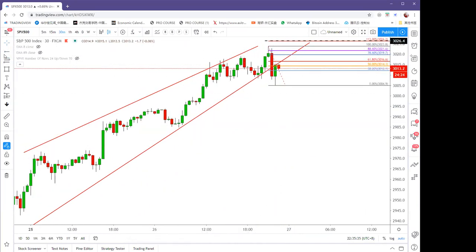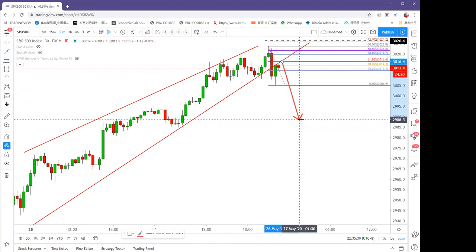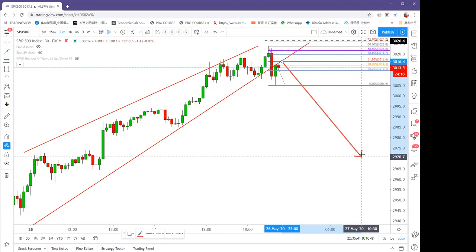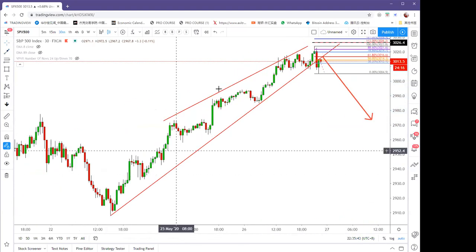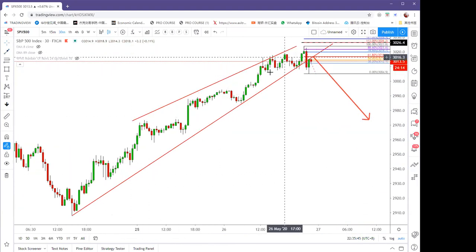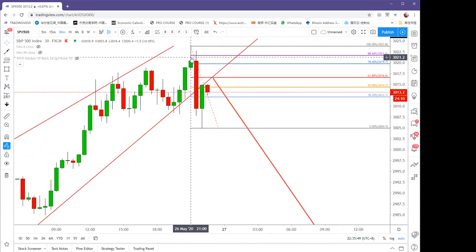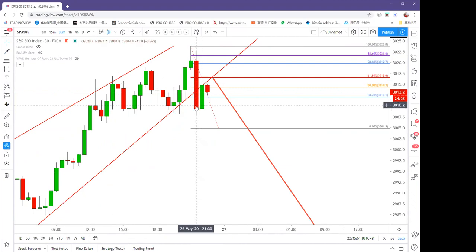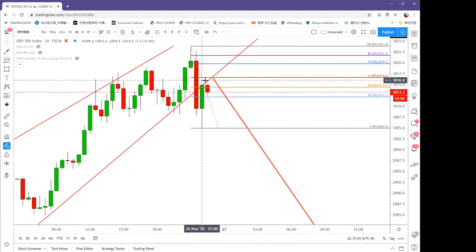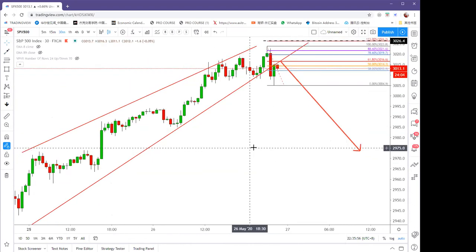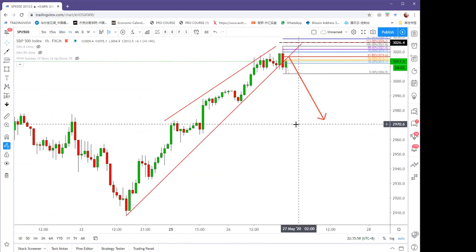Stop loss about 3,026, and aim 3,000. Aim 2965. This is a beautiful wedge. The wedge was broken down, pulls back, failed. An engulfing candle shows. Engulfing candle, retest. Yeah, go for it. I think the S&P is still okay to sell.